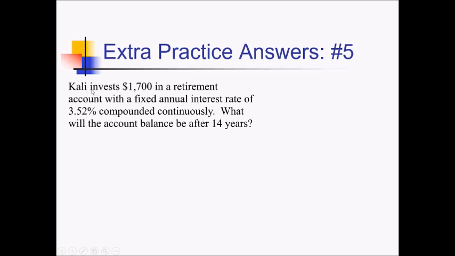For this problem, Callie invests some money in a continuously compounded savings account, 3.52% interest. We want her balance after 14 years. So for this, we're going to use our PERT formula because it's continuous compounding.